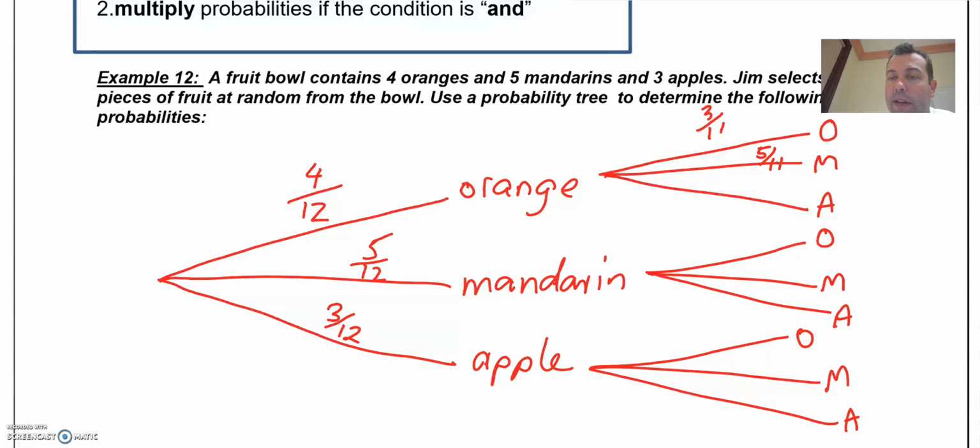You can see I'm running out of space here. And this one here is going to be 3 out of 11. 3, 3, and 5 adds up to 11. That's good. Now, if I had chosen a mandarin to begin with, there would still be 4 oranges in there. So that would be 4 out of 11. The mandarin is now 4 out of 11 as well because I've already taken 1 out. And the apple, well, there's still those 3 apples left in the fruit bowl.